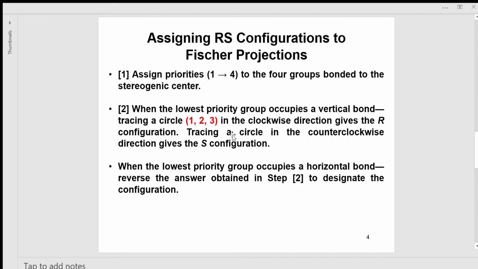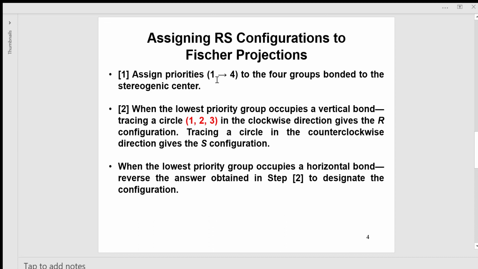The next thing is to decide whether this is R or this is S. So I have all the rules here. You can read them by yourself. But I'm not going to read all these rules. You can read them whenever you review this chapter. Basically, it is very similar to what we learned before in Chem 1.